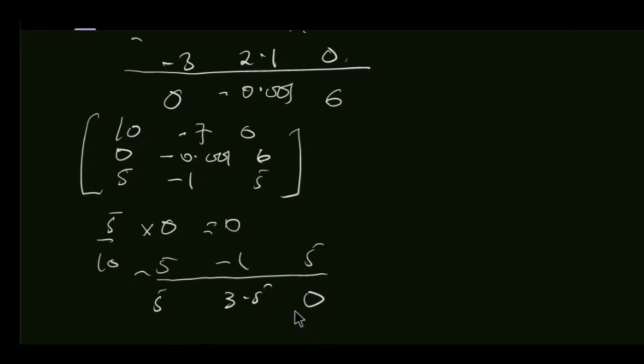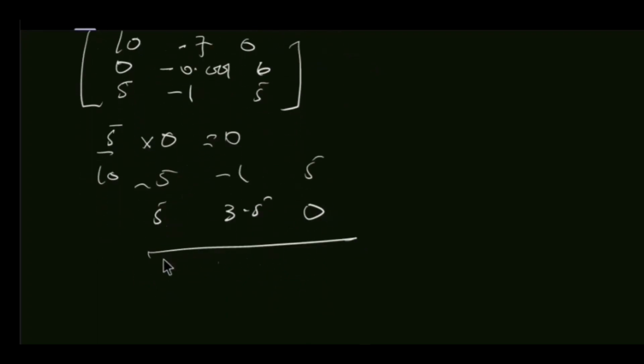I'll subtract this and I'll get 0 here. This place will give me 5. Then negative 1 minus this, here is negative 1 and 3.5. So negative 1 minus 3.5, what am I getting? I'm going to get negative 4.5, right?